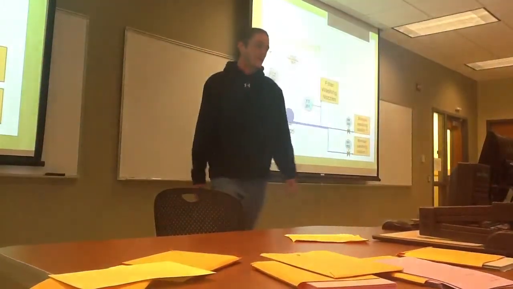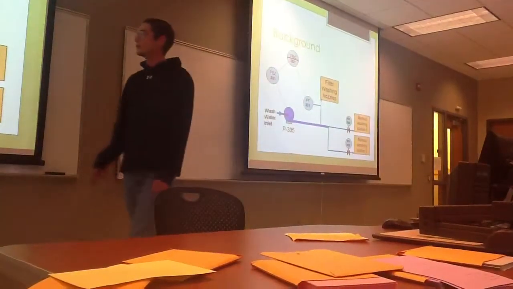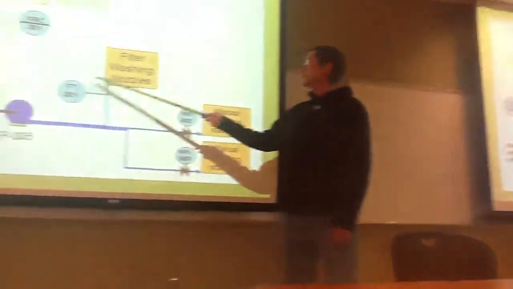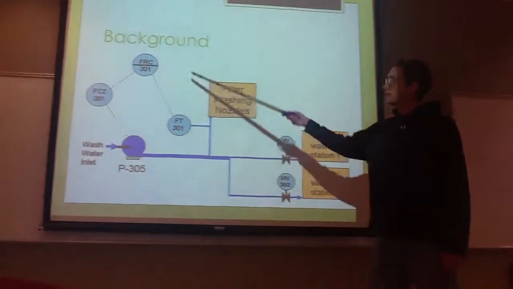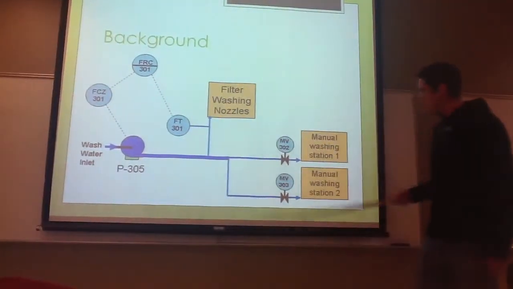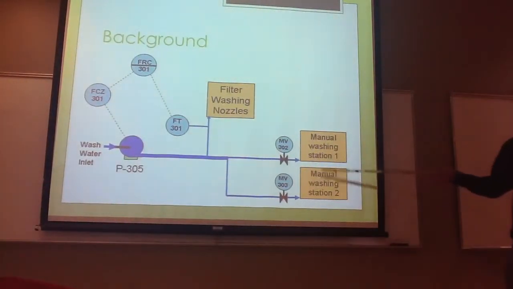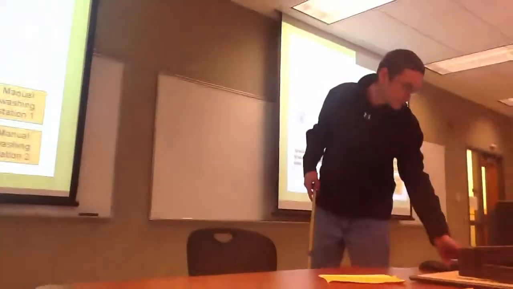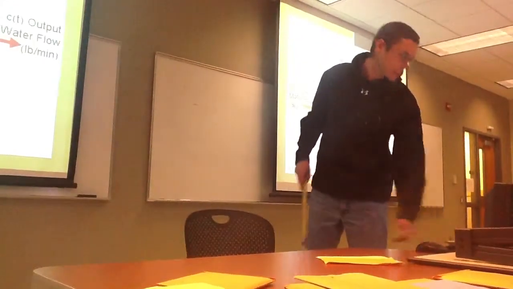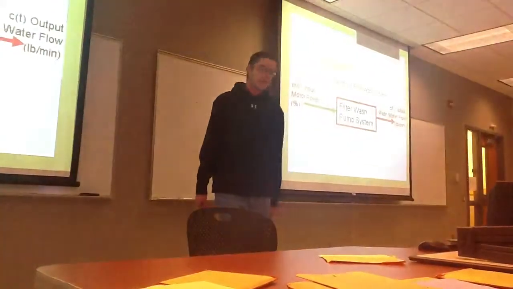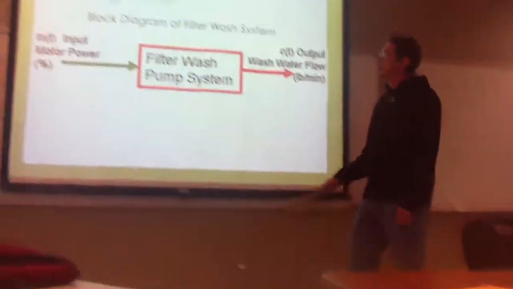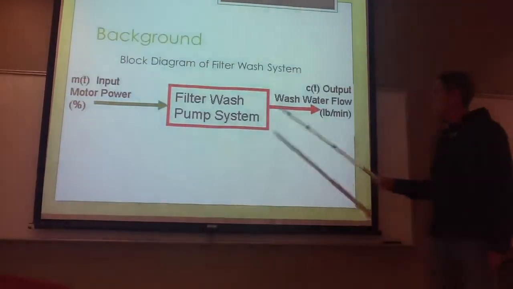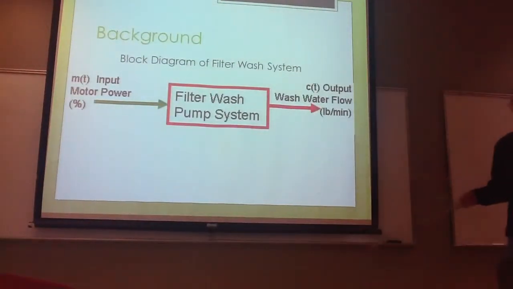This is a schematic of our system. We have the water wash inlets, flow meter to the filter nozzles, and the pump controller. And these are actually for the workers, but they shut them off for our system. And here's a block diagram where our input is the motor power in percentage to the filter wash system, and our output is wash water in pounds per minute.